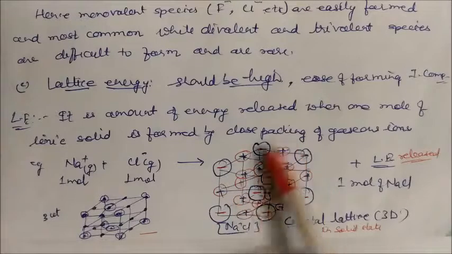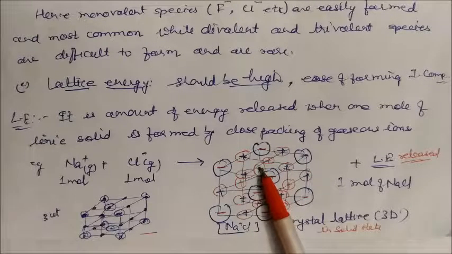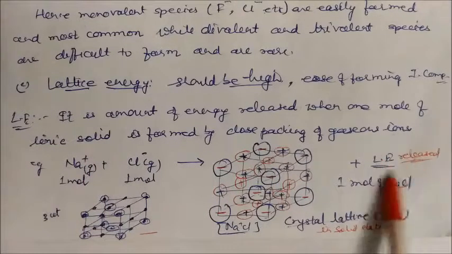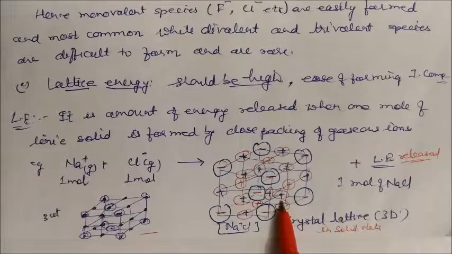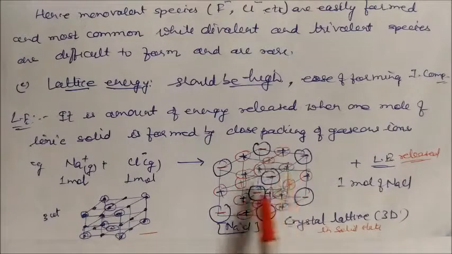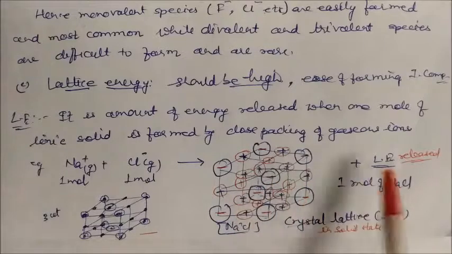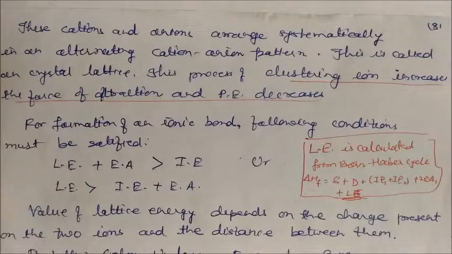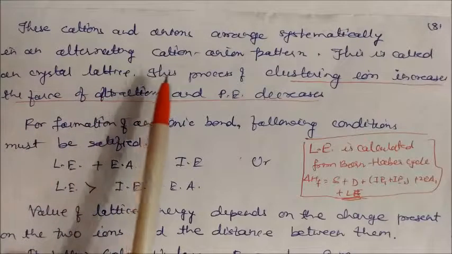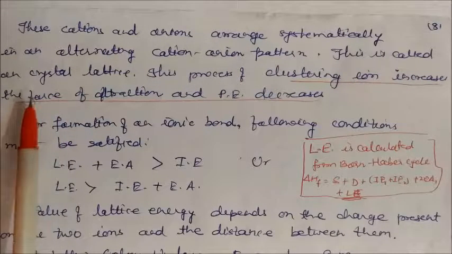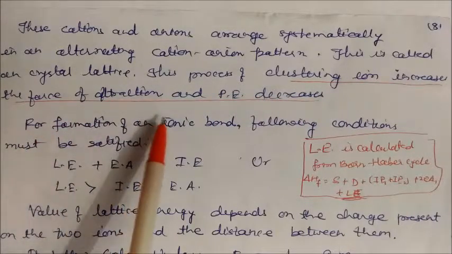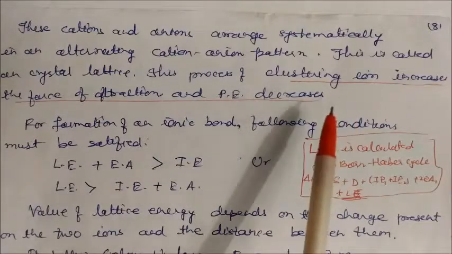So when they form these three-dimensional structures, after formation of this three-dimensional structure, this becomes an ionic solid, and they will release some energy. That energy is called the lattice energy, and this is the crystal lattice. So in this way, the lattice energy is released from 1 mole of ionic solid. So these cations and anions arrange systematically in an alternating cation-anion pattern, and this is called a crystal lattice. And this process of clustering ions increases the force of attraction and potential energy decreases.